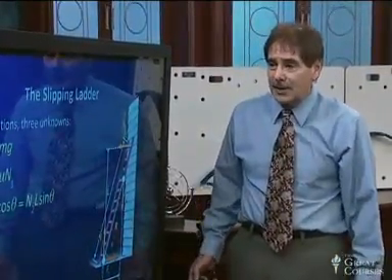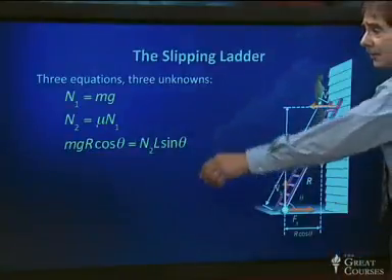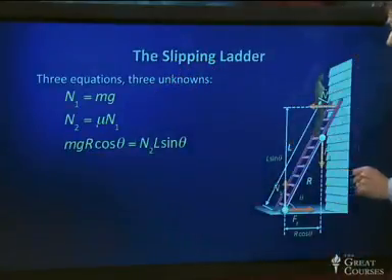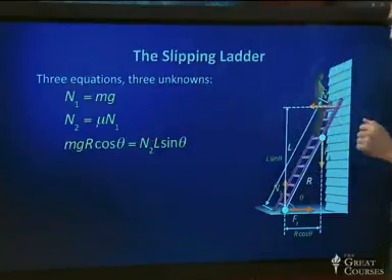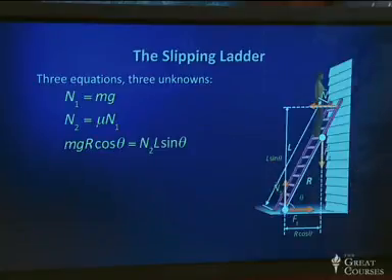Well, what we've got then is this. We have three equations in three unknowns. We've got the equation for force balance in the vertical direction, force balance in the horizontal direction, and that there be torque balance, that there be no net torque. All we have to do now is solve these.